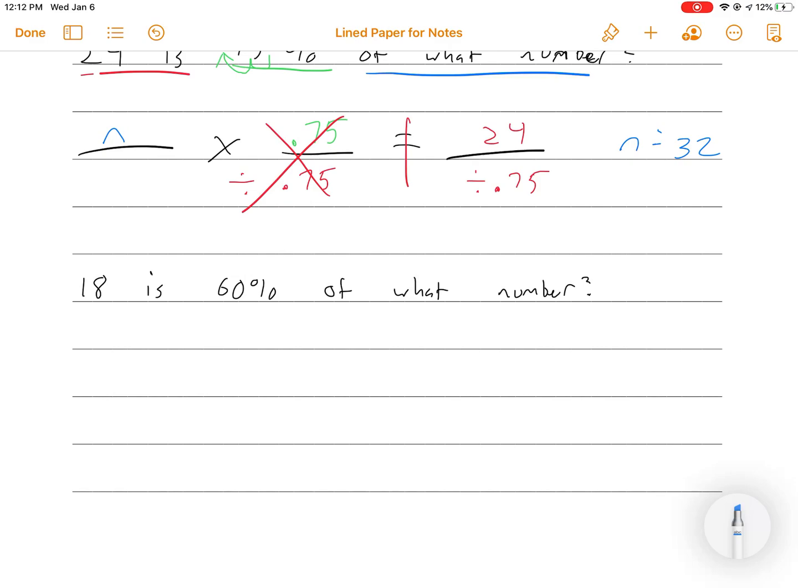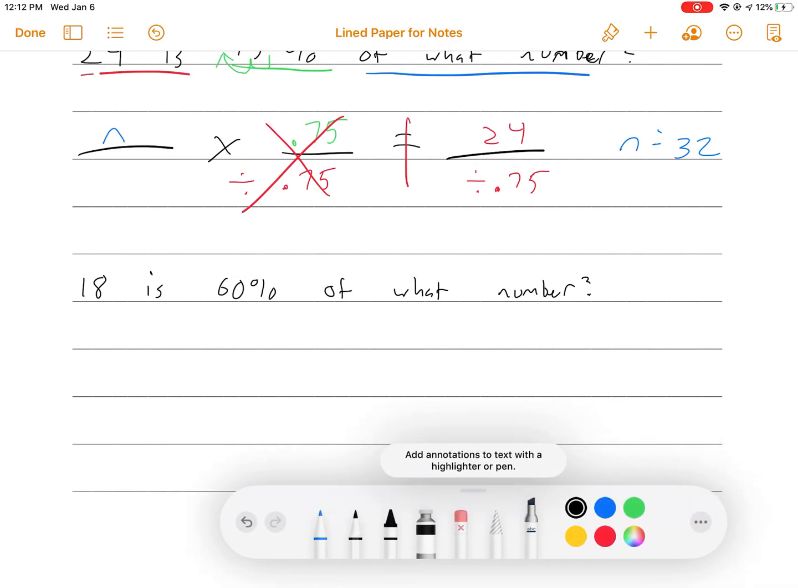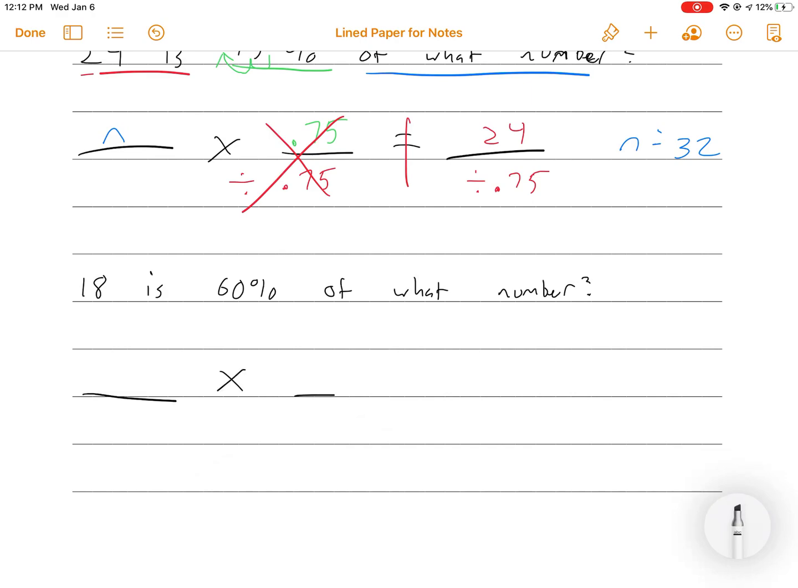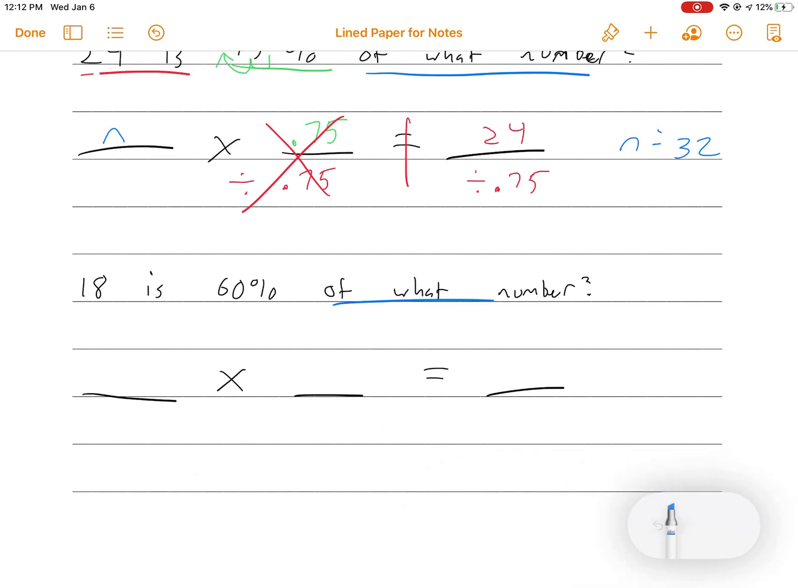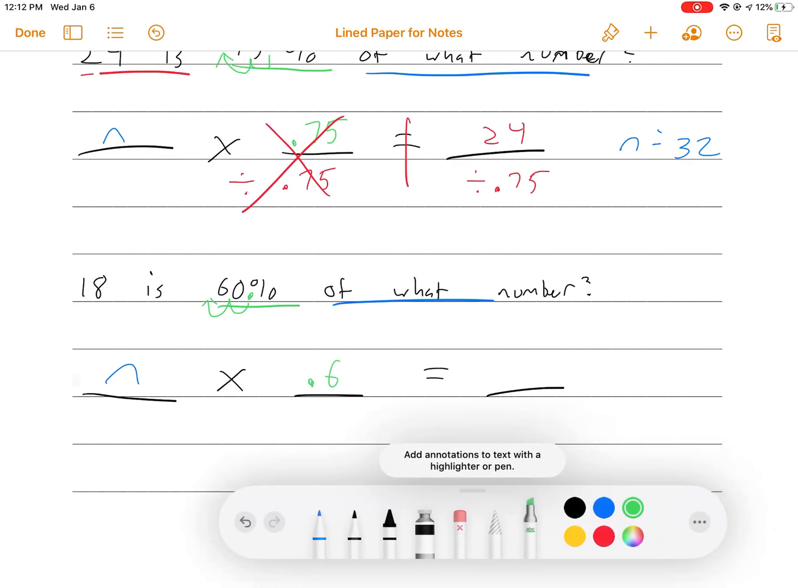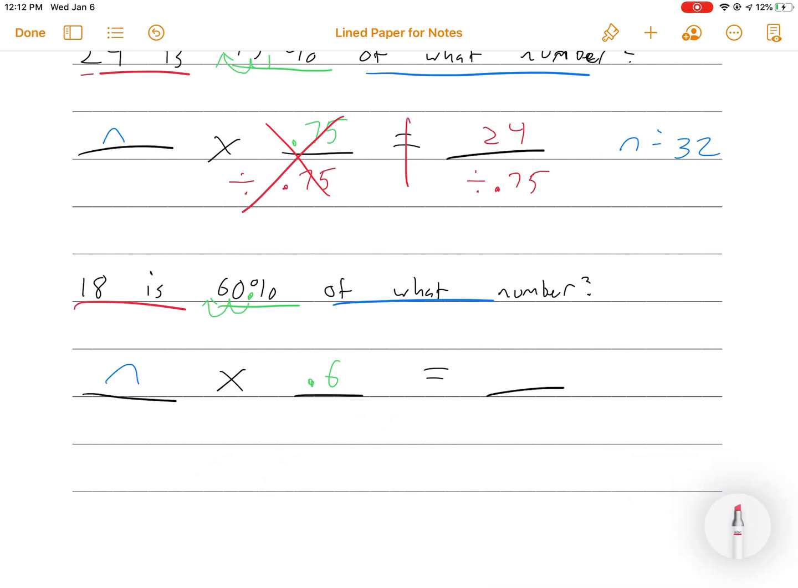Now for that last example, 18 is 60% of what number? Once again, I will start my equation frame. I will plug in my OD. I don't know of, so I'll call that n. My percent, I need to change to a decimal, so I put a decimal down, move it 2 places to the left, and that gets me to 0.6. And then finally, my is number was 18. So some number times 0.6 is 18.